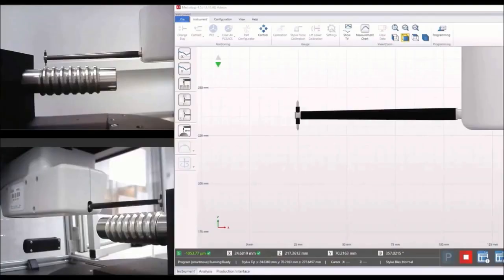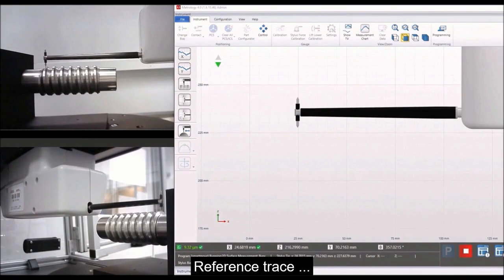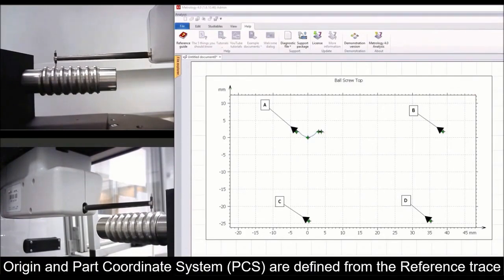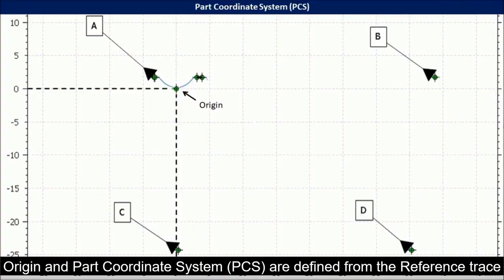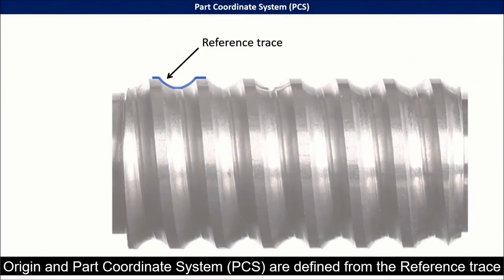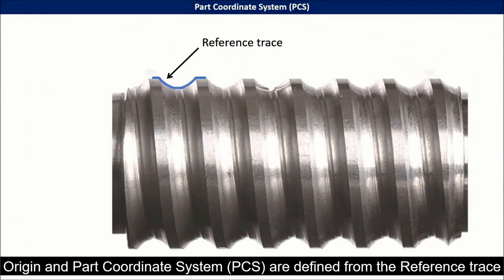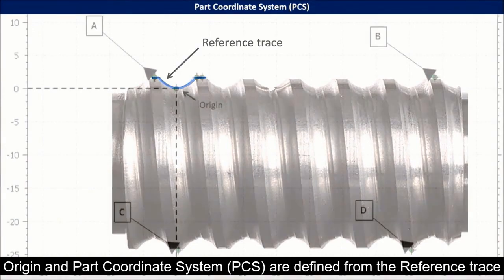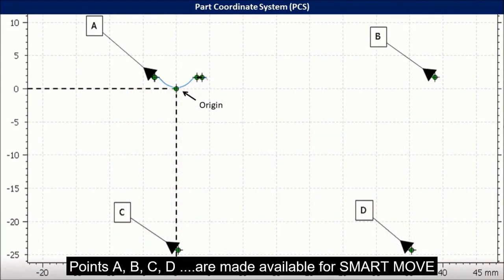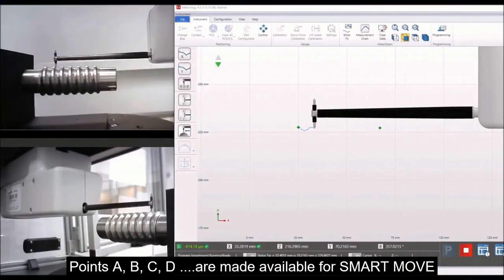So we start by taking a very quick reference trace on the first lead of the ball screw. From this, the origin is defined at 0, 0. And points around the ball screw are also defined, points A, B, C, and D. These are then made available for SMART Move.